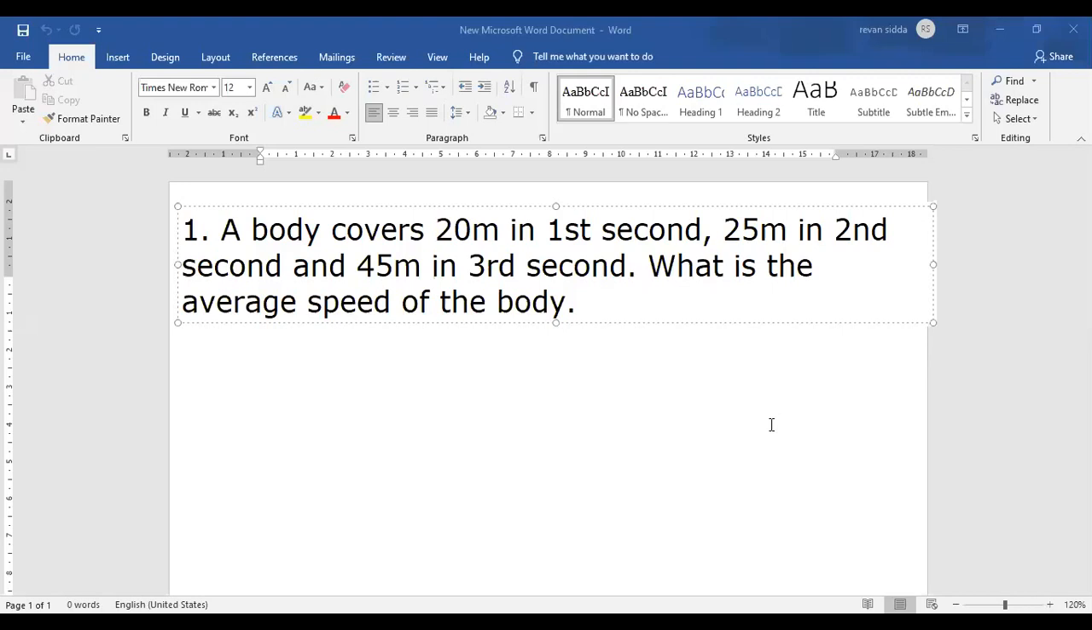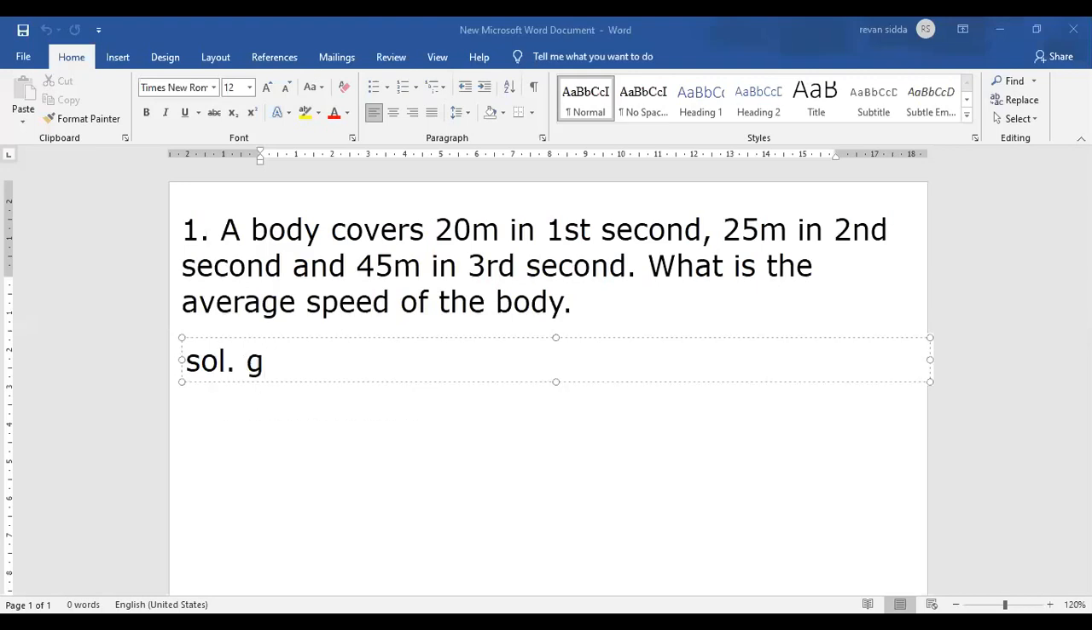You all are getting confused. Okay, I'll do it, no problem. So, solution. Given data, what he has given. Distance.